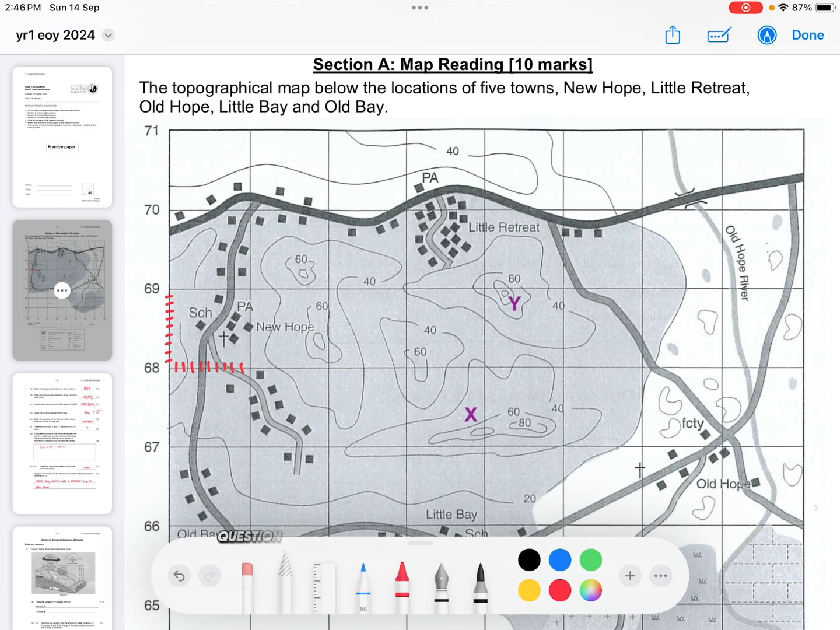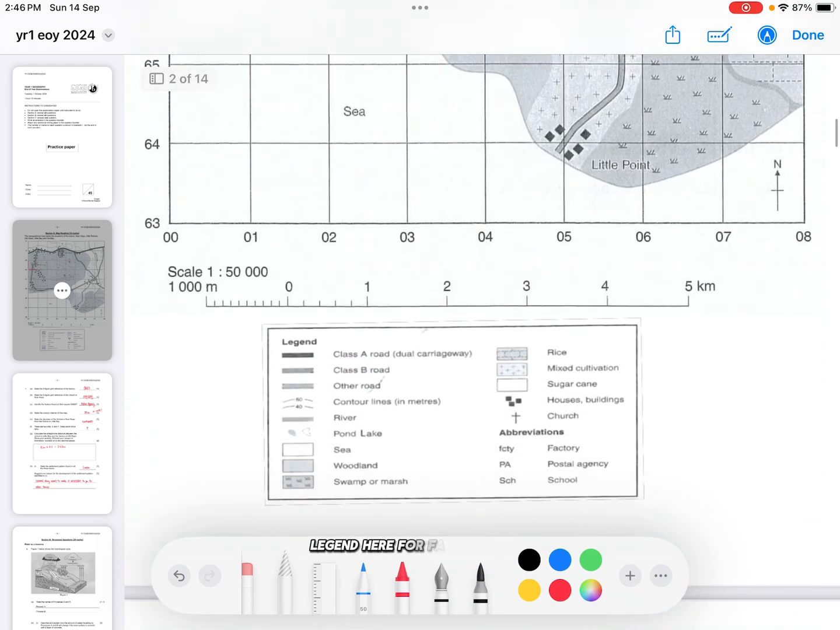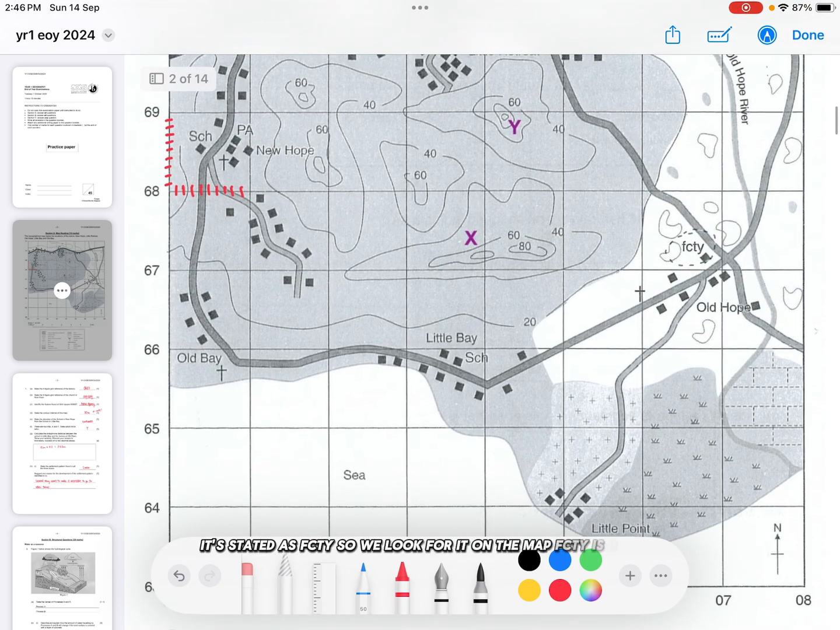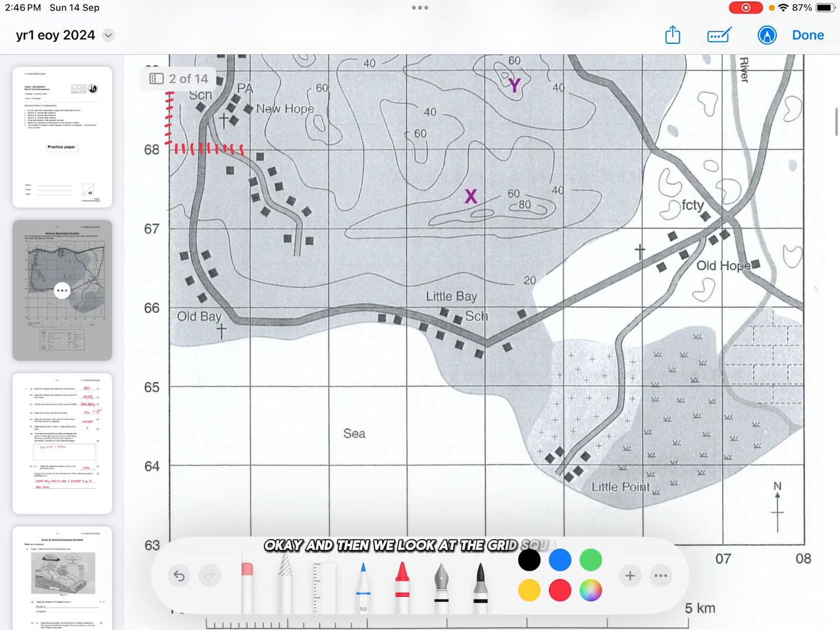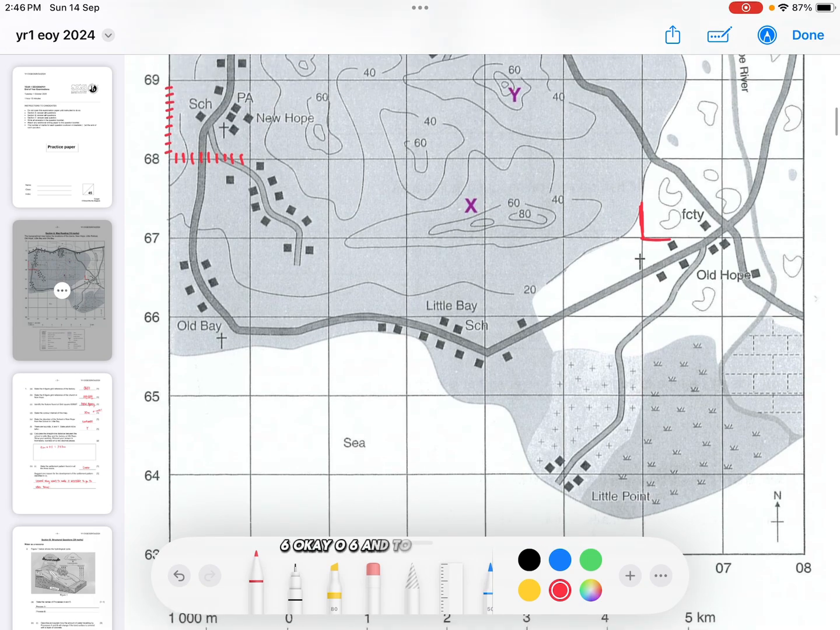Okay, question 1A. State the 4-figure grid reference of the factory. If you look at the legend for factory, it's stated as FCTY. So we look for it on the map. FCTY is here. Then we look at the grid square. This would be the 4-figure. We read downwards first and then towards the left. So down will be 06, and to the left, we have 67. So 0667 is the 4-figure grid reference of the factory.